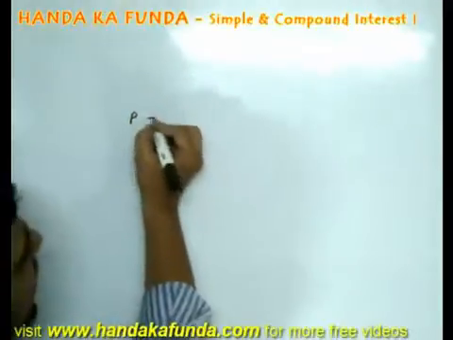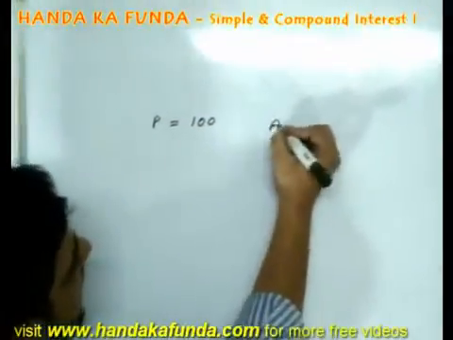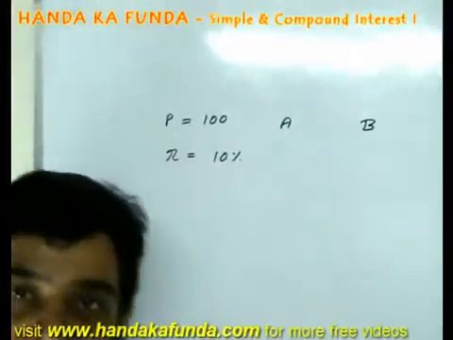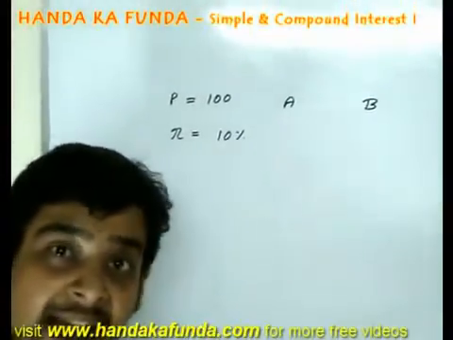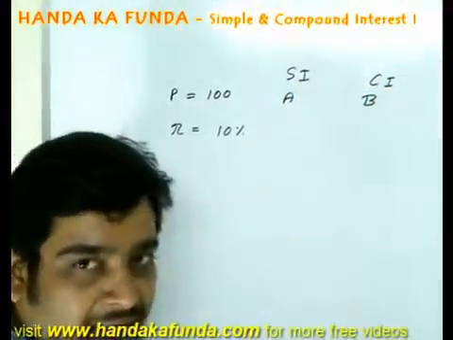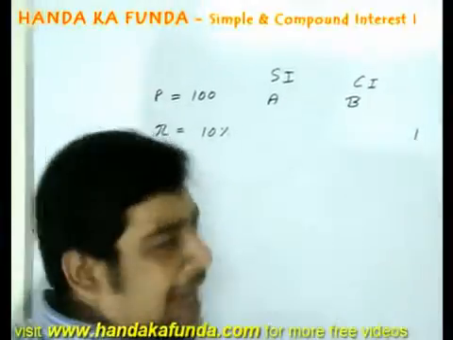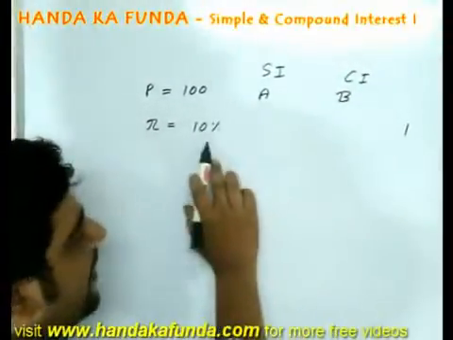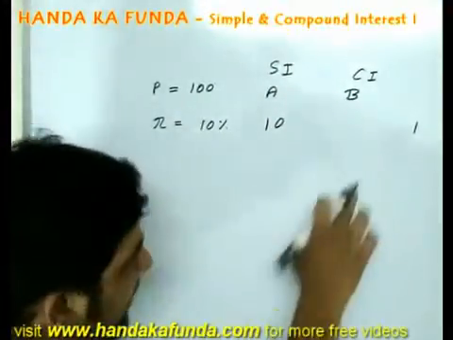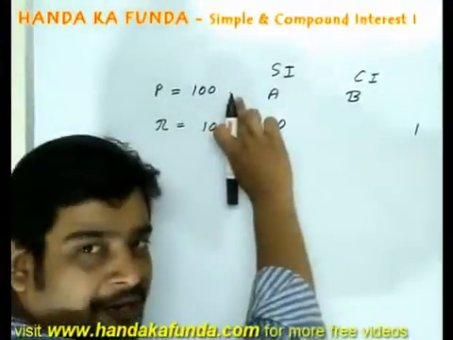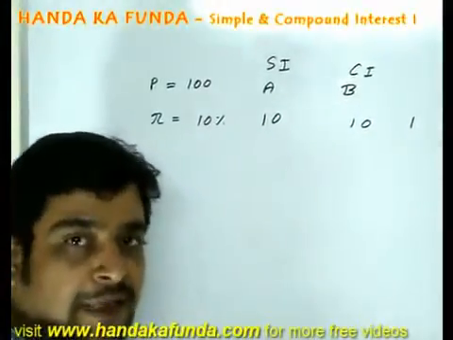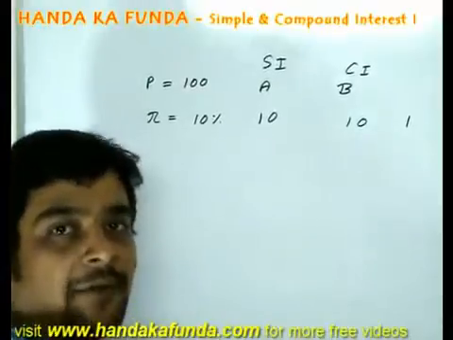Let's say I loan 100 rupees to two people, A and B, and the rate of interest is 10%. But there is a difference between the two. To A I am giving at simple interest and to B I am giving at compound interest. What will happen? Simple interest will be 10% on 100 rupees, that is 10 rupees. Compound interest will also be 10% on 100 rupees, that will also be 10 rupees. As you can see, there is no difference here, but the difference will come in from the next year.